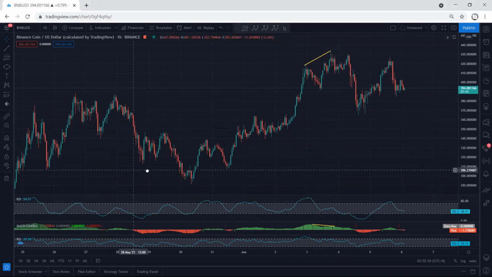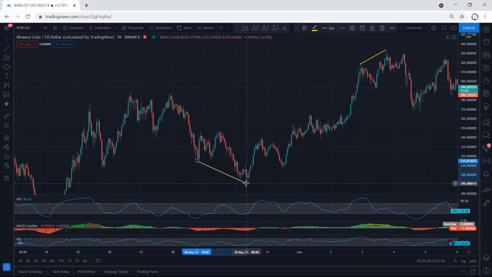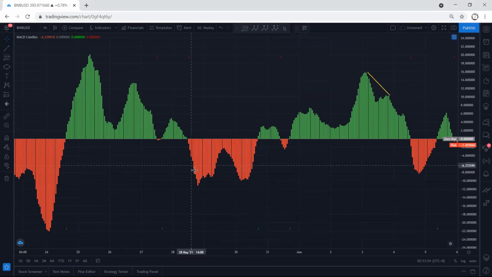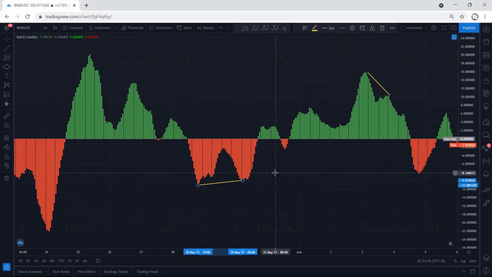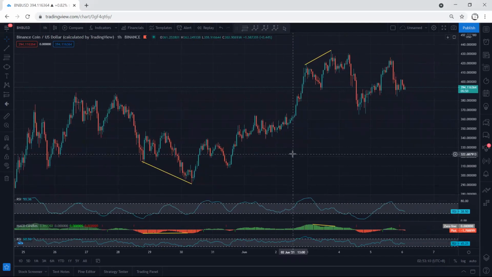Even here for the down move, if you put this low relative to the new low, the lower low, and I put my line here, at the same time if I move to the MACD, we see it is losing momentum. This is what we call divergence. Very simple. That's why I just try to make it as simple as possible.